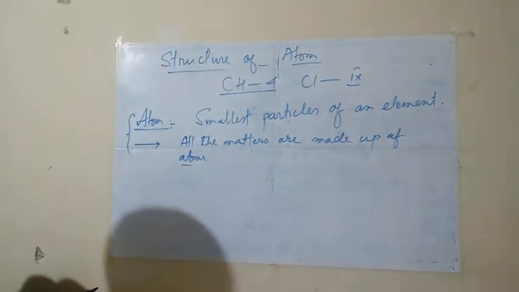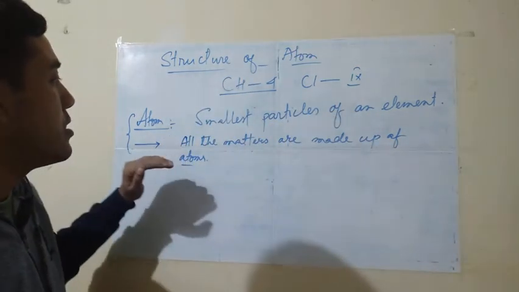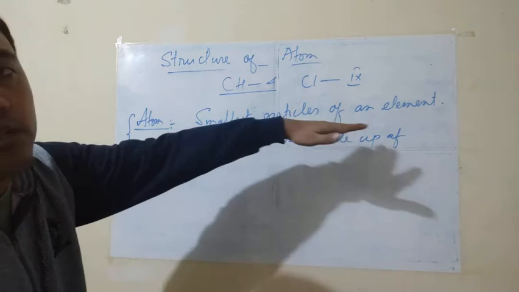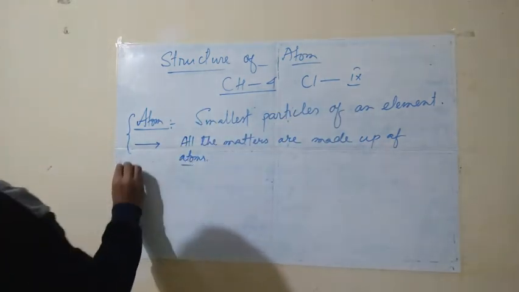Now you all know, atom is made up of elements. The atom is the smallest particle of an element. All metals are made up of atoms.